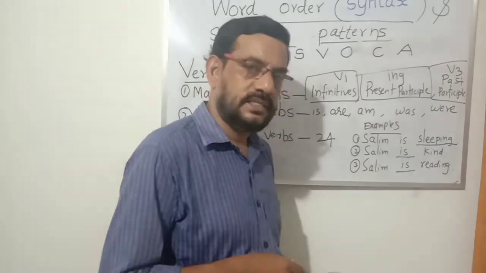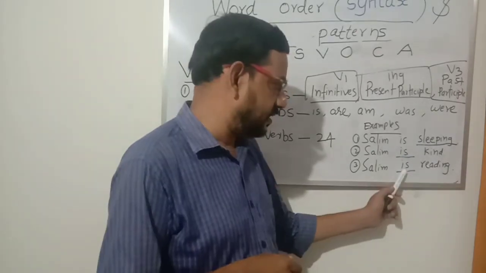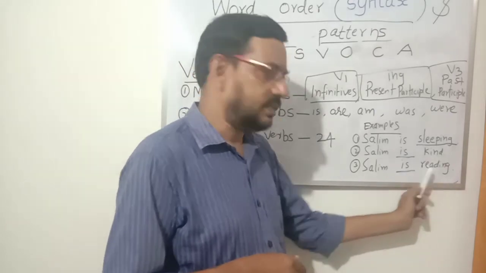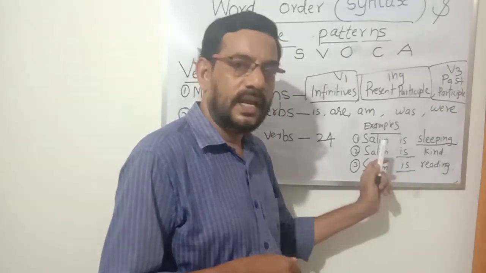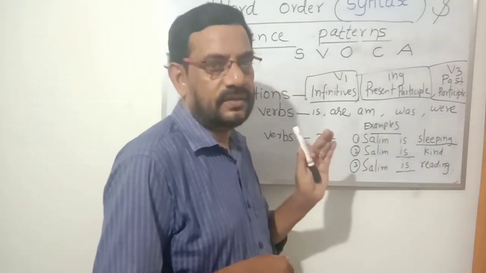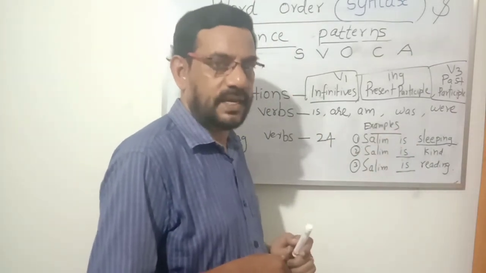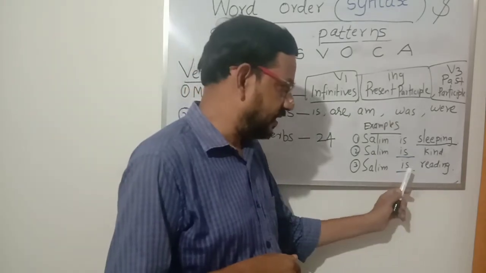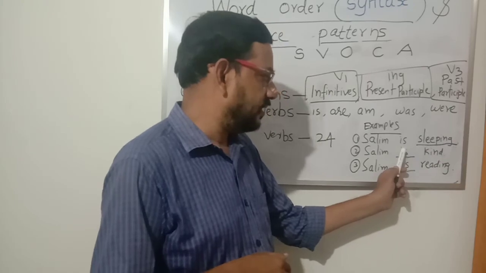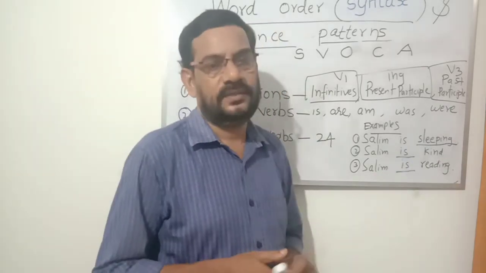And the last one, Salim is reading. What is the word underlined? The word underlined is reading. What is the main action? Reading. And what is the function of is? To help the main action to act, to be tangible. Is reading. What is the helping verb? Is. So the main verb is reading, and the helping verb is is.